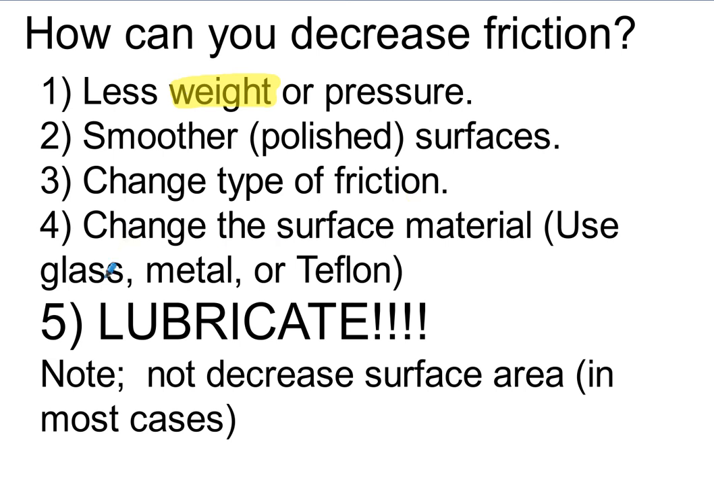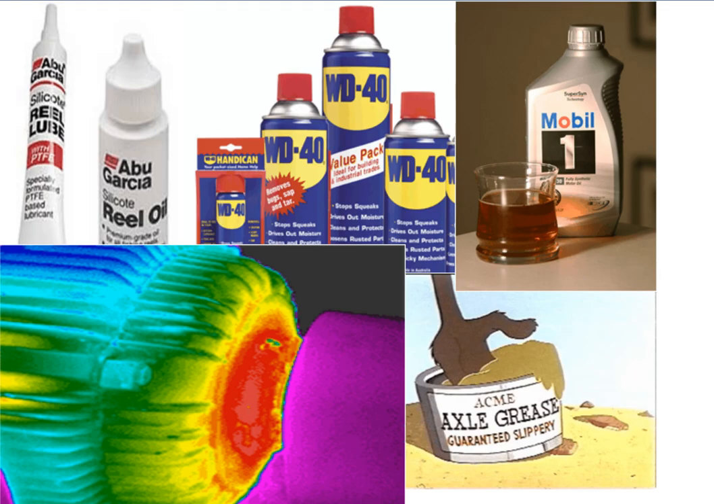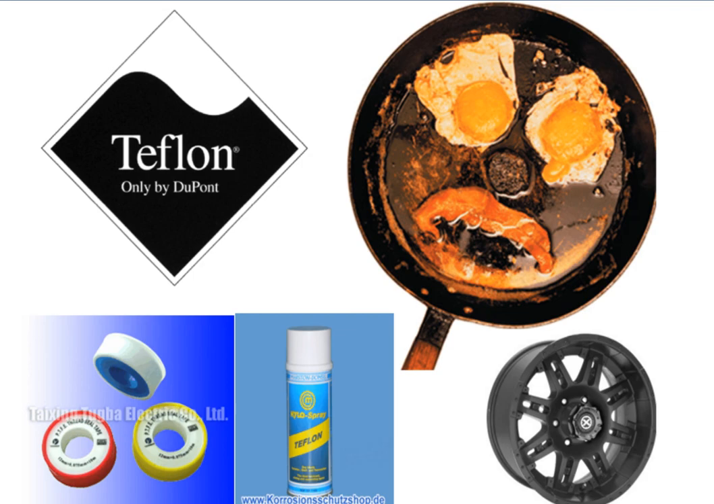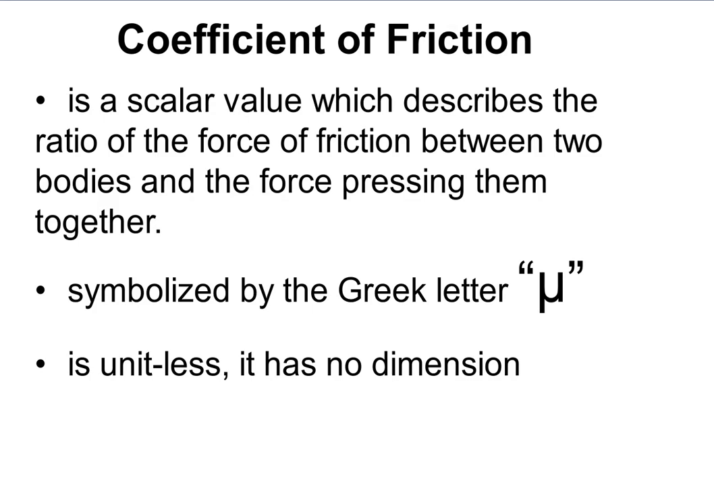And then change the surface material, so you can use glass, metal, or Teflon. Teflon's used in your pots and pans. And then finally, you can add a lubricant that reduces the friction. That's what we do mostly in cars with oil. But again, just making the case that in most cases, surface area does not change the amount of friction, either positive or negative. All right, these are just types of lubricants you can add to it, types of surfaces you can add to it.